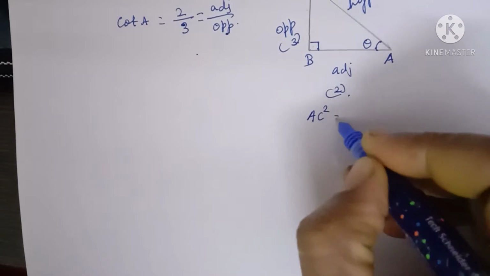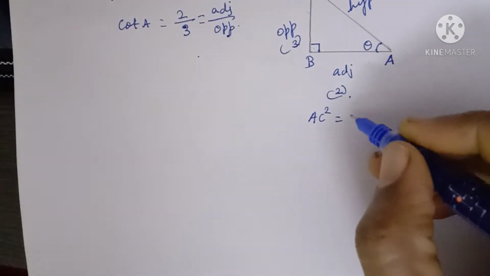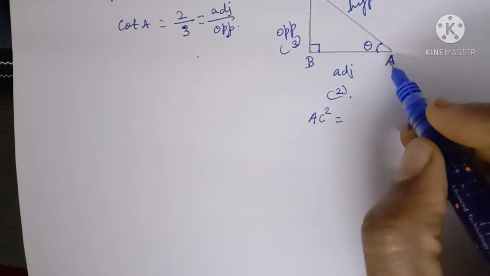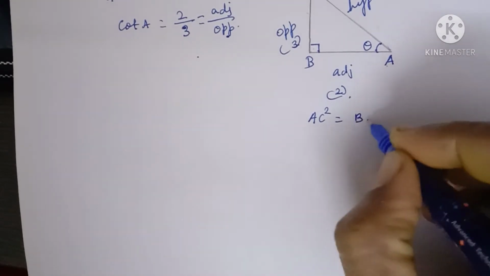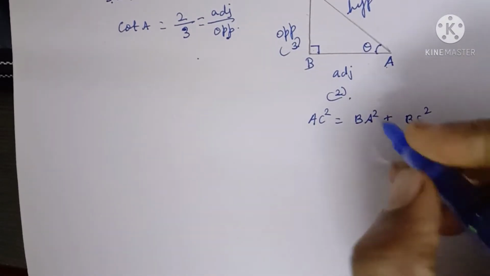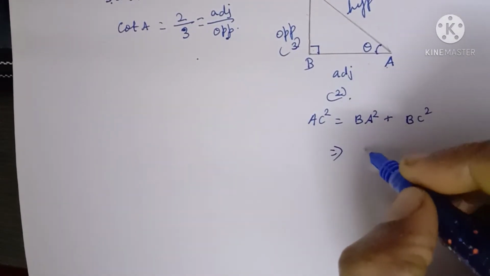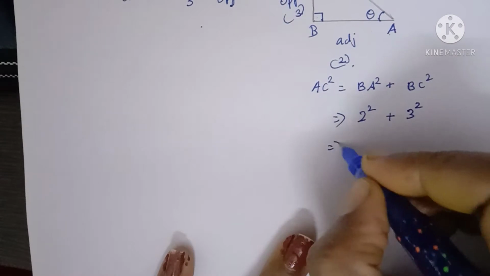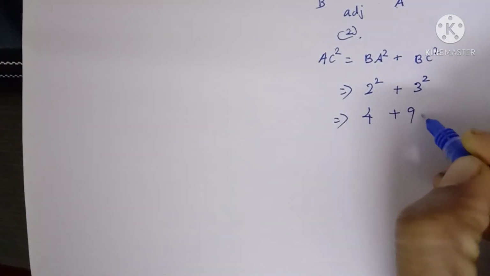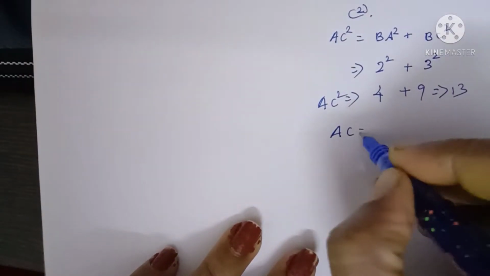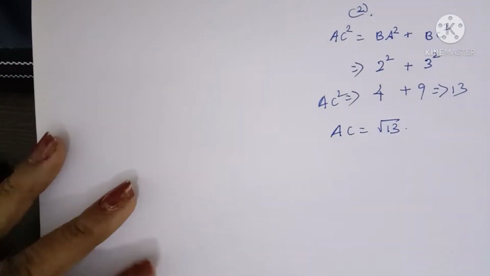That is AC square. Square of the hypotenuse is equal to the sum of the squares of the other two sides. AC square is equal to BA square plus BC square, which is equal to 2 square plus 3 square. Therefore, 2 2s are 4, 3 3s are 9, which is equal to 13. So, AC square is 13 means AC is equal to root 13. Therefore, hypotenuse value is root 13.